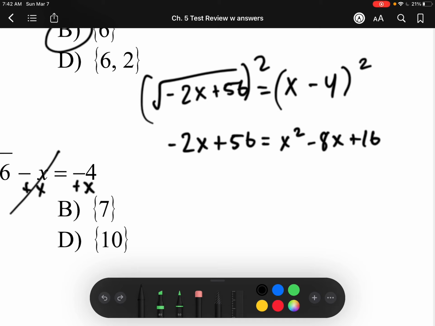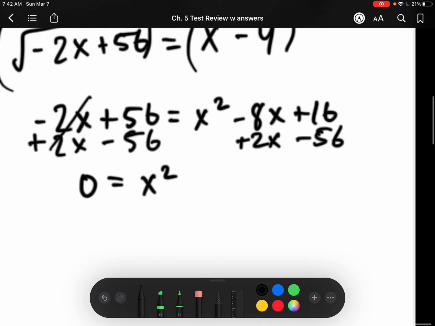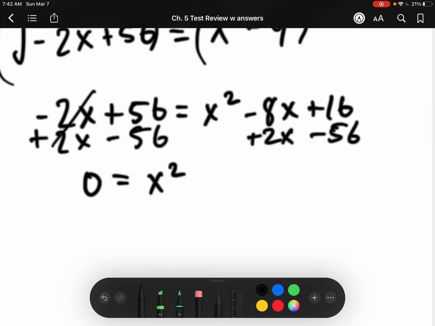So now I'm going to move this to the right side of the equation, right? Because I have x squared, meaning I'm going to get 2 solutions. And I want to solve by factoring if possible, right? So I'm going to add 2x to both sides to get rid of this. When I add 2x, this eliminates. Then I'm going to subtract 56 from both sides. Right, so then I get 0 is equal to x squared, and then negative 8x plus 2x is negative 6x. And then 16 minus 56 is going to be negative 40, right?